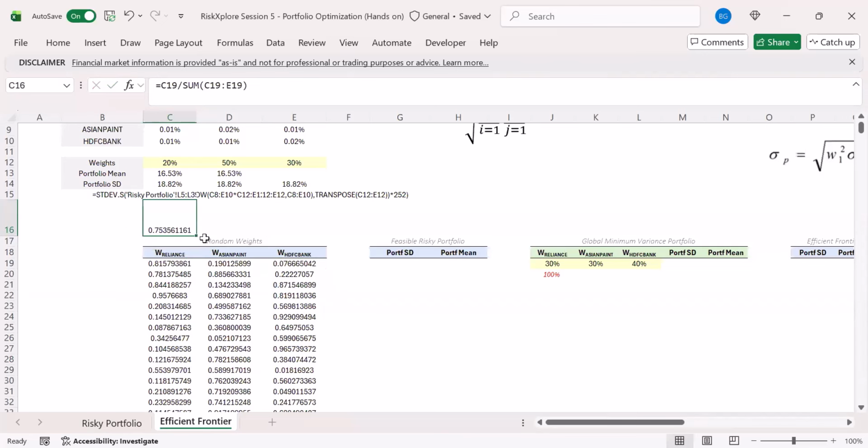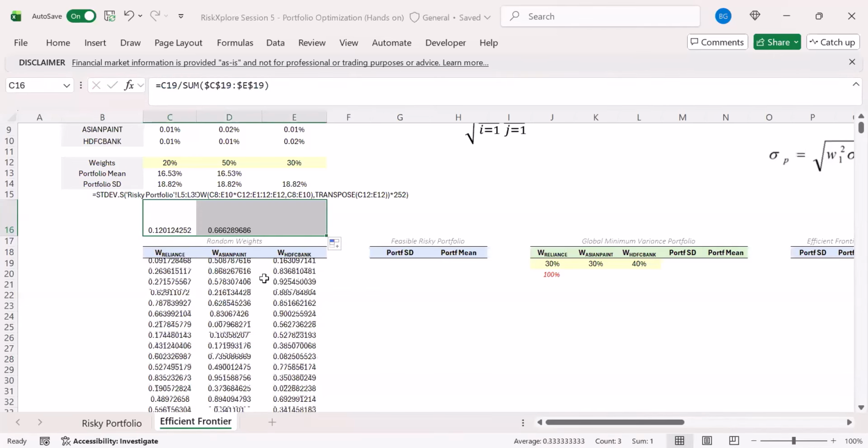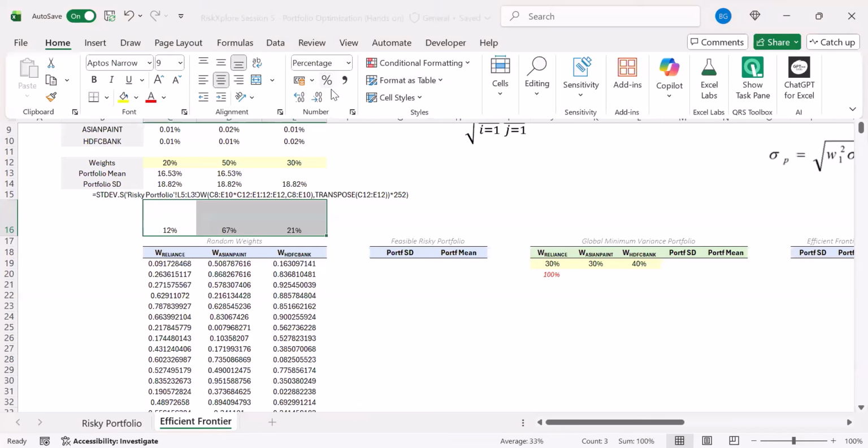So what did you get here? You got a weight. And if you fix this row here and drag it across, you are getting random weights here. What should their sum be? It should be 100%, and we have the sum as 100%.